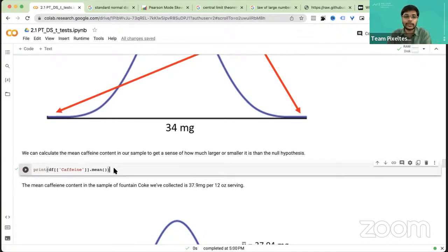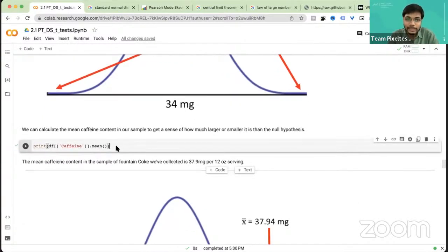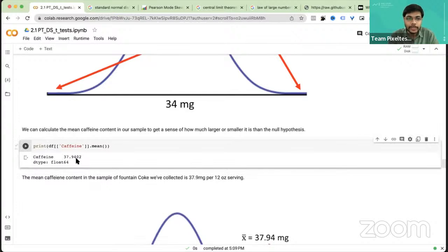Okay, so let's get into trying to understand what the mean actually is. Everything is around the mean, right? Now we have our data frame, and in that data frame, we have 50 records. So what is the mean of that caffeine? Now we have seen that it is coming up. So the caffeine is 37.94.